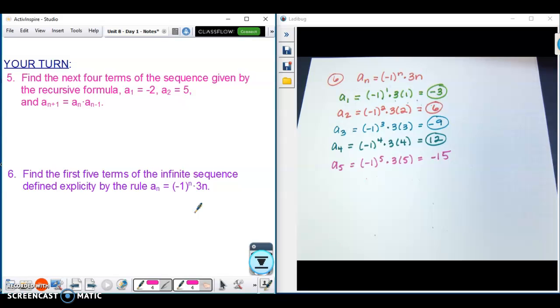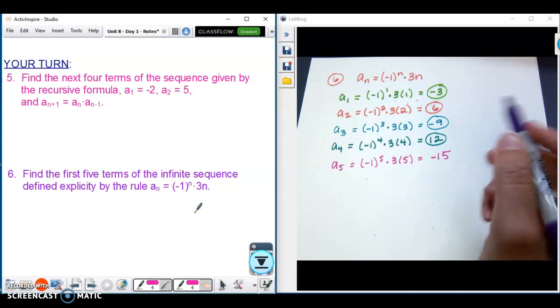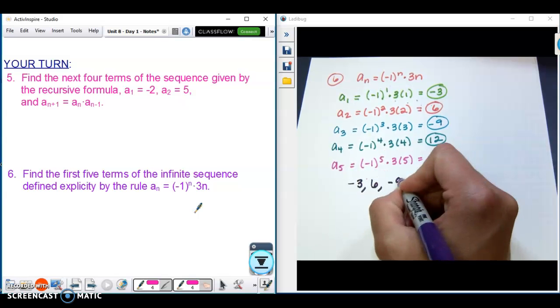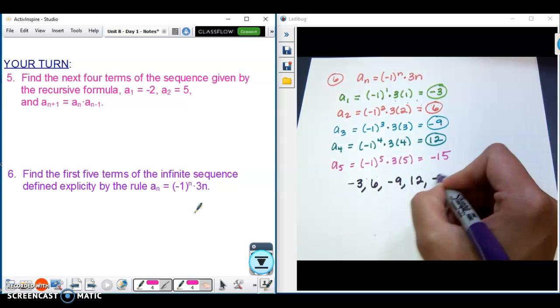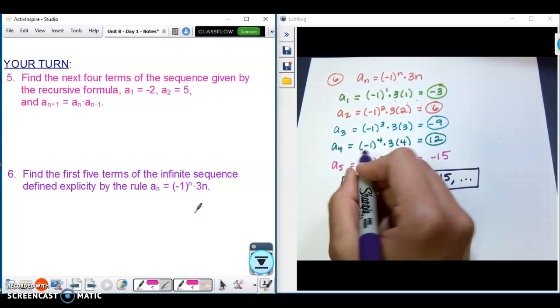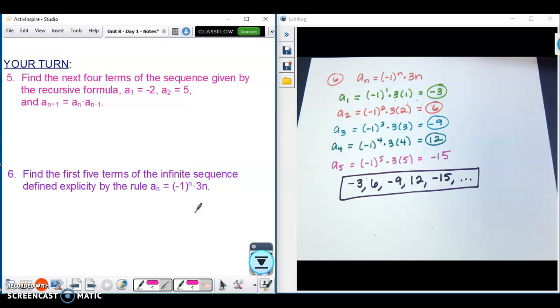So the first 5 terms of this infinite sequence, and they gave us an explicit formula, we have negative 3, positive 6, negative 9, 12, negative 15. And we'll talk about this a little bit, we talk about this a lot in calculus, but this is going to be called an alternating sequence because it's negative, positive, negative, positive, negative, and it will keep going on forever, so it alternates signs. Just a little vocabulary there.